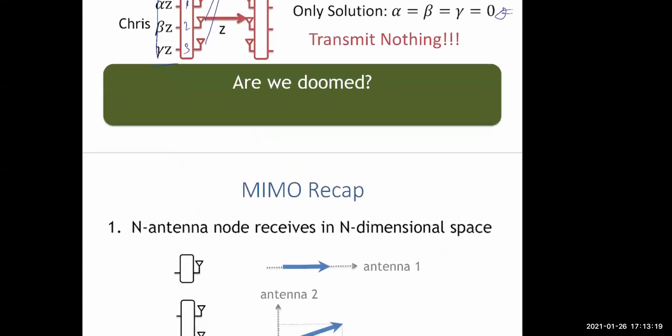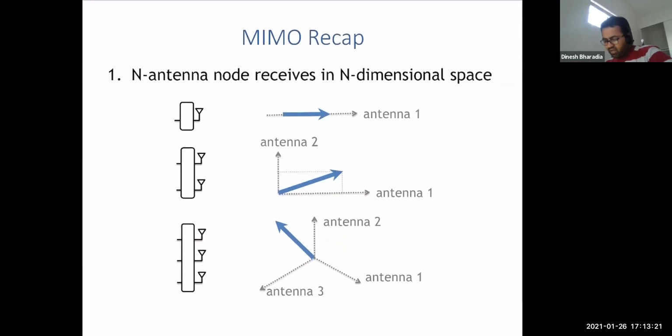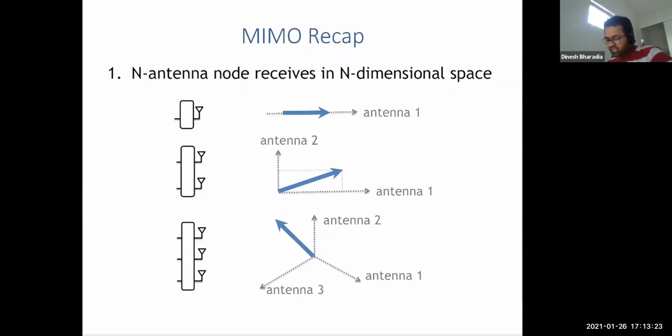Okay, good. Now remember I taught you this last class. I can represent the receiver side with this representation. If I only have one antenna, I will get one signal in this direction. If I have two antennas, I will get one here and one here to represent the received signal. Similarly, if I have three antennas, I can represent the received signal as a three-dimensional vector.